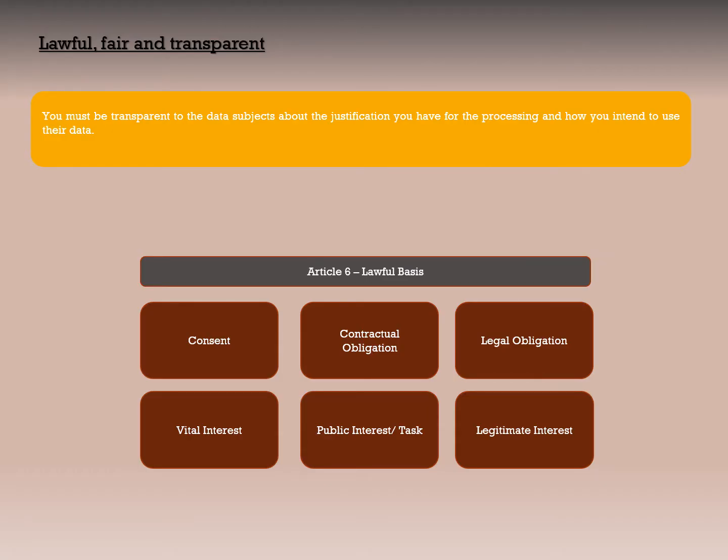As promised, I said that I would look at lawfulness in a bit more detail. So basically, there are 6 lawful bases that exist. I always remember it with CCL, VPL: consent, contractual obligation, legal obligation, vital interest, public interest, and legitimate interest, or 1 consent, 2 obligations, and 3 interests.